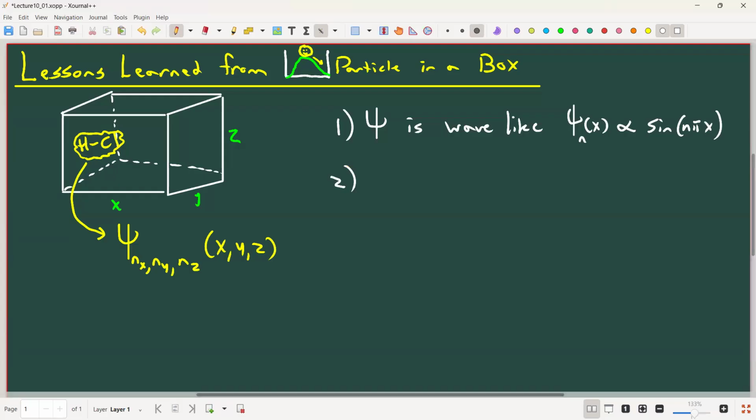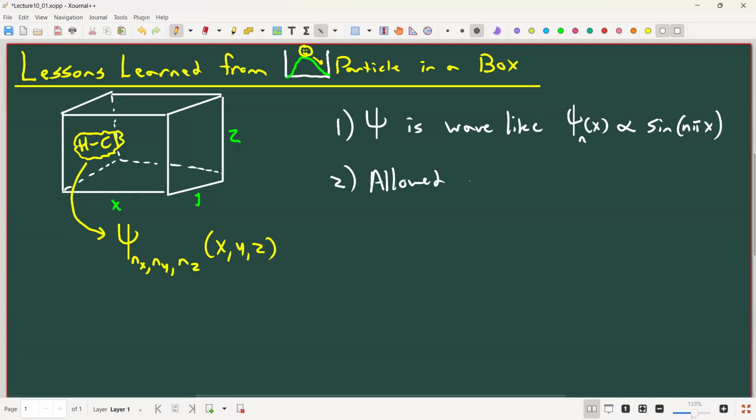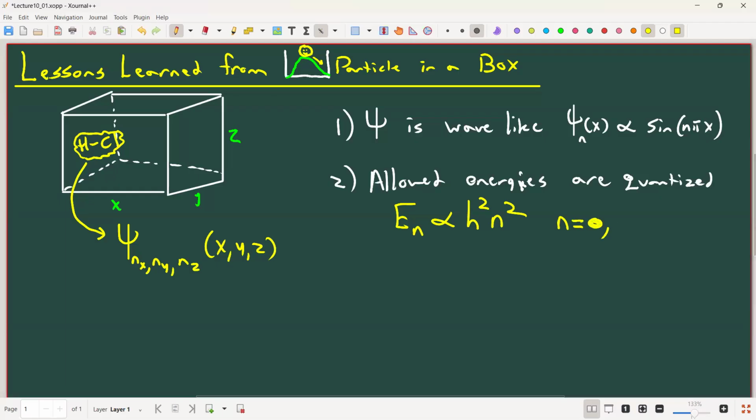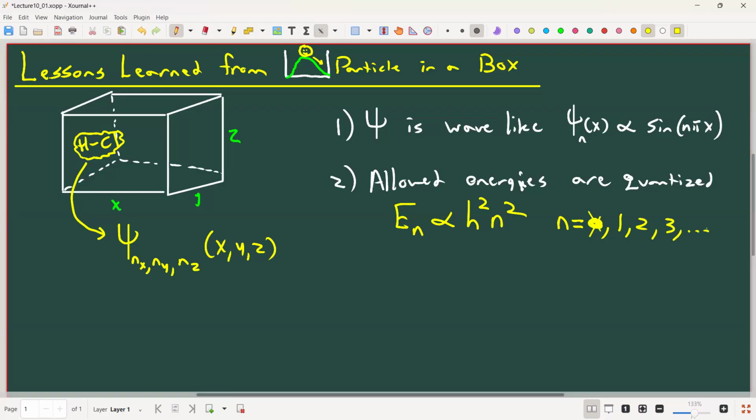We saw that. The more interesting thing is that the allowed energies of the system are quantized, which means that they're numbered. And we saw that the energies of this system are proportional to h squared, n squared, and n can be an integer. Oh, sorry, n can't be 0. This is a unique property of a quantum mechanical system that has quantized energies, and it is distinctly different from a classical object.